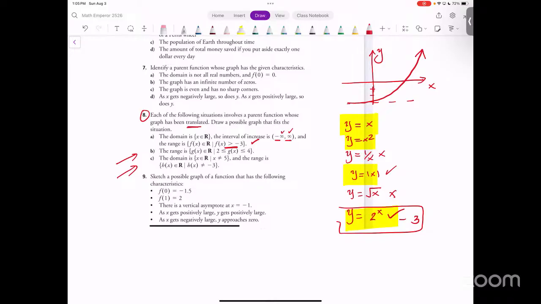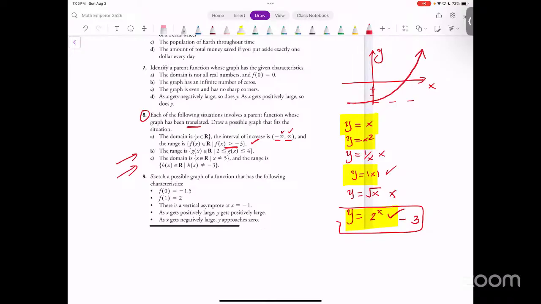So let's see what kind of graph will have the range bounded between two numbers. That's a little tricky one. Which graph will have a graph where the range is bounded between two numbers? Arthur? What type of graph will have the range bounded between two numbers?